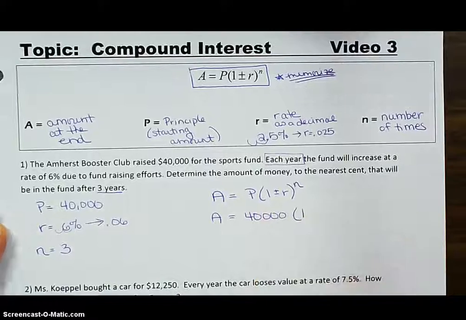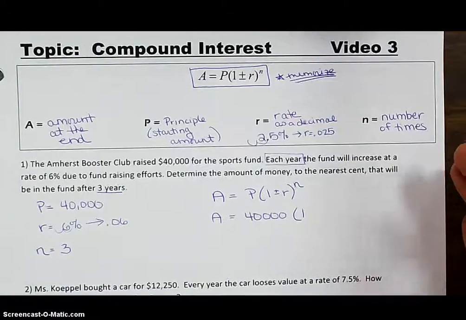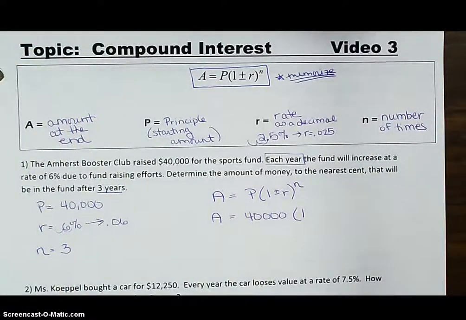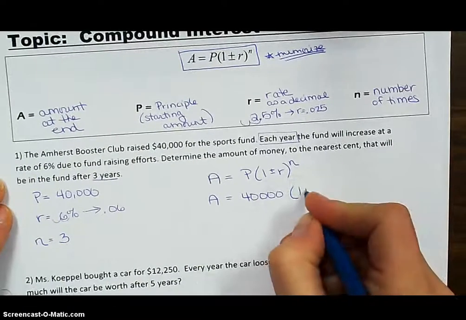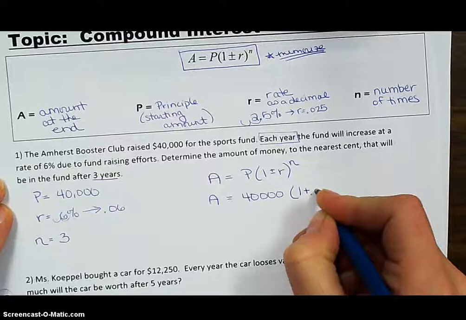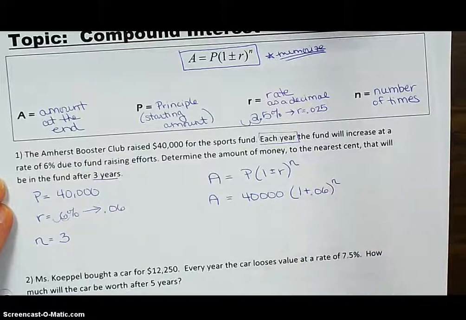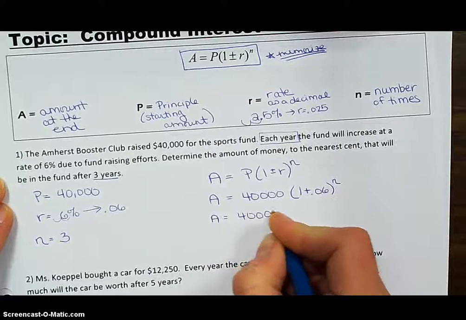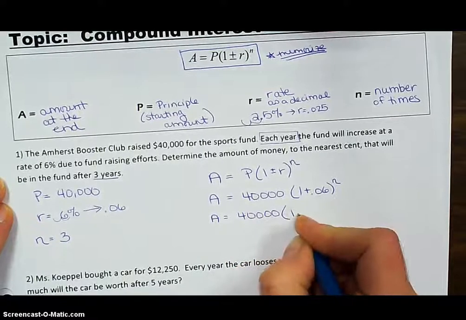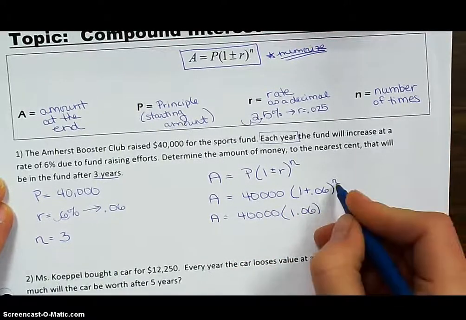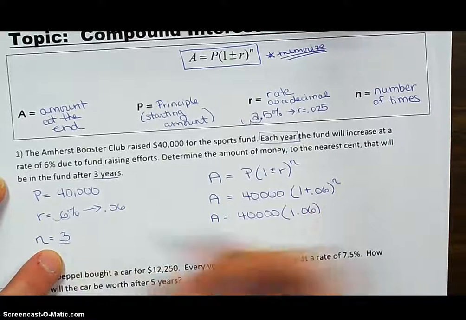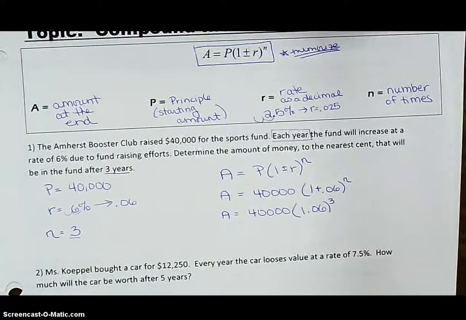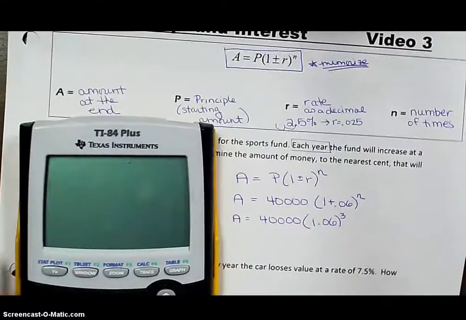Now we have a 1. Now we have to decide, in our bank account, is interest going to raise up or is it going to decrease? Well, it's going to raise the amount, so we're going to use a plus. 0.06 all raised to the n. So then A is equal to 40,000. And then we're going to add those together, so 1.06. And at this time, instead of putting an n, I'm going to put the number of times, which is 3 times. And now I can use my handy-dandy calculator to go ahead and do this for me.